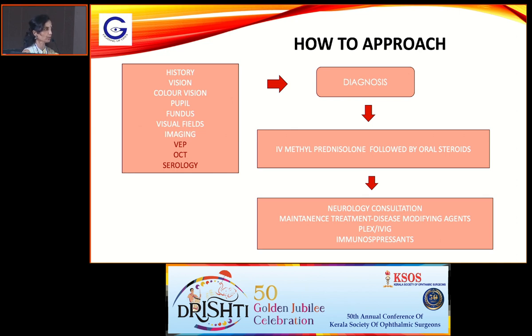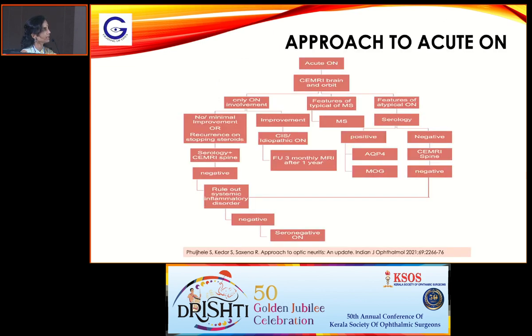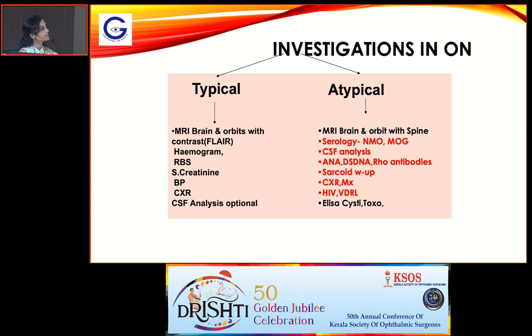And depending on the response, you may have to maintain the patient on steroids for long-term duration or switch over to immunosuppressants. Now, this was an update of optic neuritis where they recommend early intervention if it is atypical, not the one which is typically described in the Western literature. So this is again an approach taken from Saxena et al.'s article from IJO. So nowadays we are doing routine serology in all cases of optic neuritis because we are getting more and more seropositivity, especially with MOG.